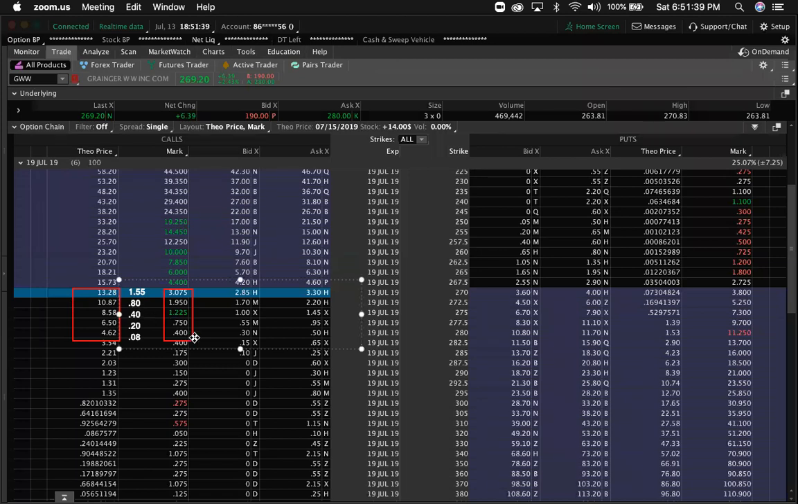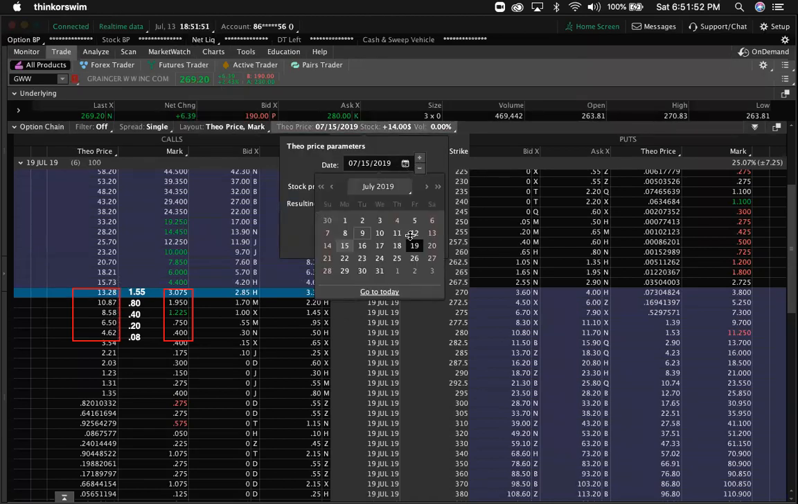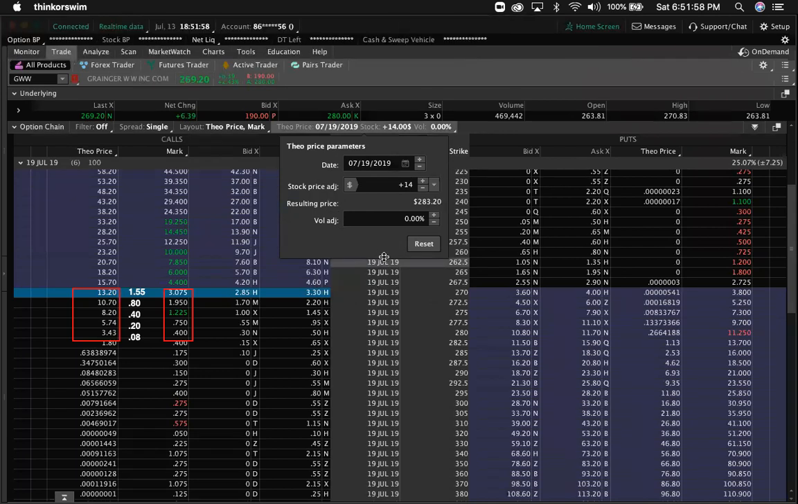So here, the 280s, if they hit by, oh wait, I have to change the thing now. I didn't change it yet, so that's not actually correct. Okay, here's the 19th. Now these numbers are going to change because I'm going to put it for the day of the expiry, which is this week. So that's how it's going to be for the 19th.